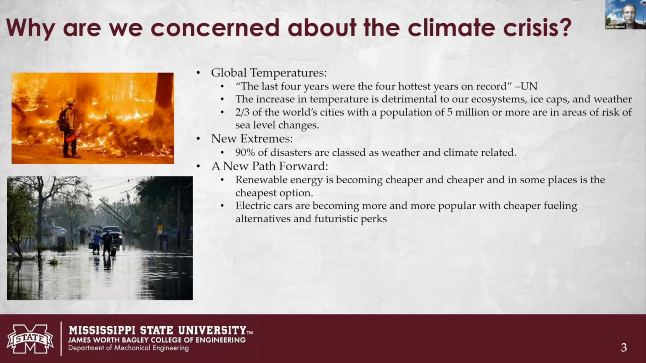So there are some new extremes also going around with the climate crisis. 90% of disasters are classified as climate related, but there's also a bright side. There's going to be a new path forward, and I'm going to talk to you about how we're marching with that right now. Renewable energy is becoming cheaper and cheaper. In some places it's the cheapest option, which is fantastic to understand.